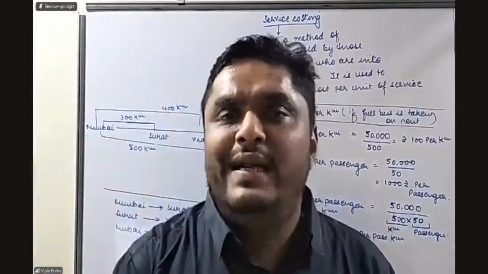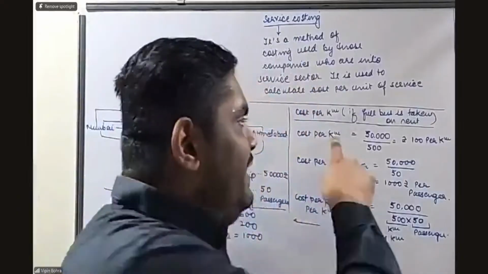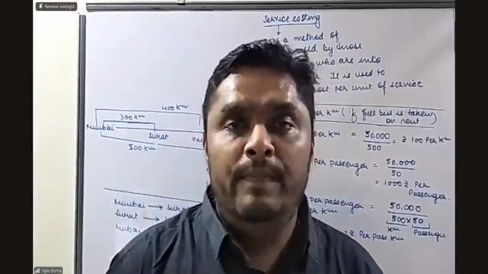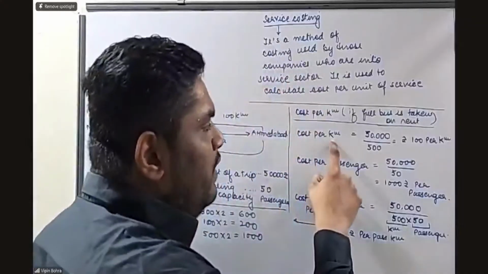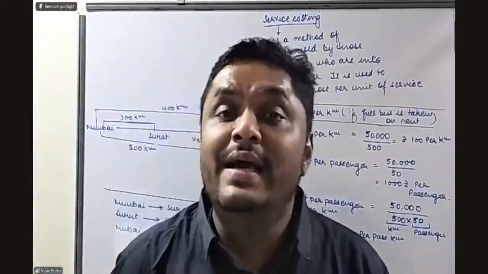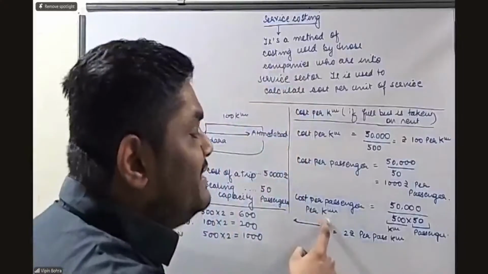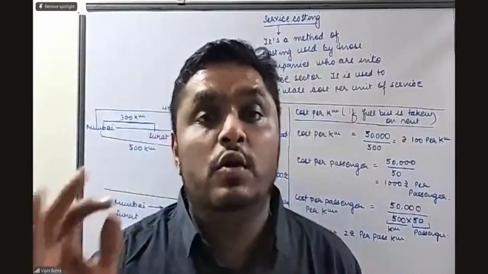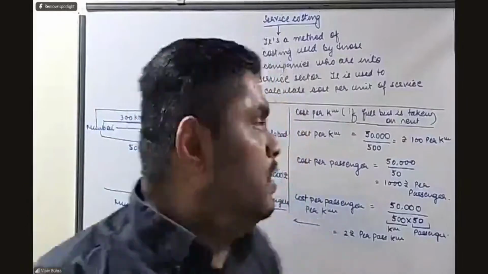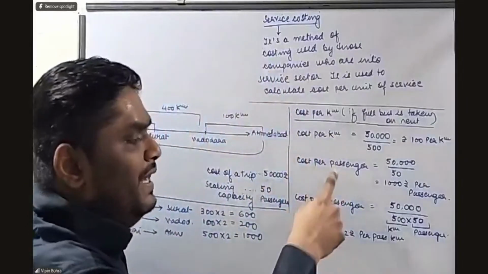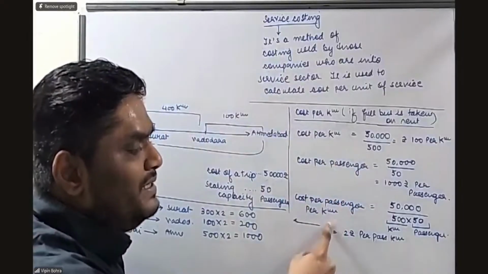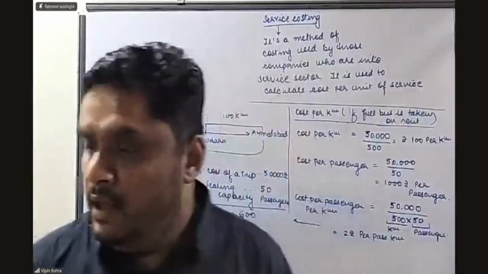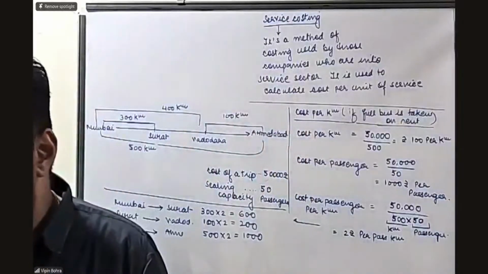So only one factor was involved. Herein it was only kilometer, here it is only passenger. So we call it a single unit. Since only one factor was involved here and here, we call it a single unit. And in this case, very simple guys, there are two factors, that is the kilometers also and the passengers also. So we call it a composite unit. Since there are two factors, passengers and kilometers, we call it composite units. If you guys have any doubts or queries, please post.